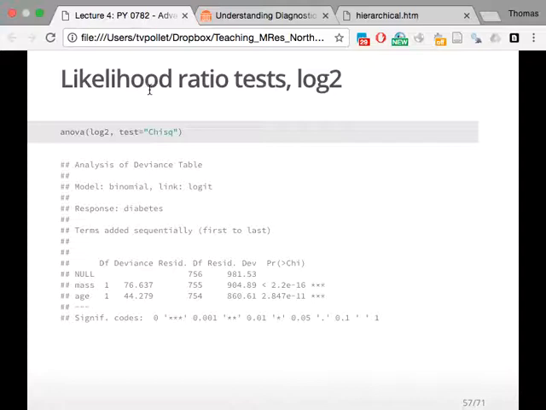So it will test against the null model, which has nothing in it, and then it will start adding variables and see if the model improves.